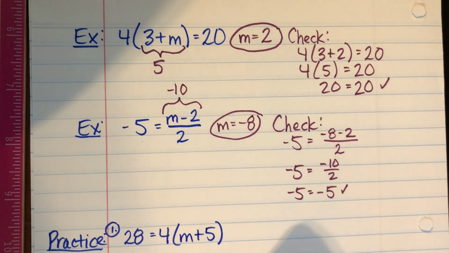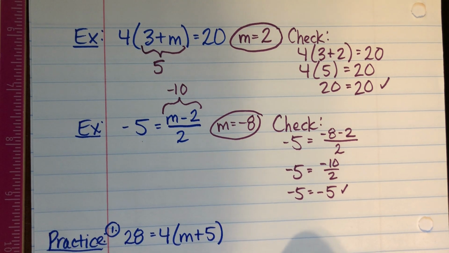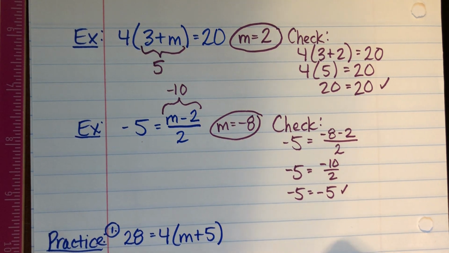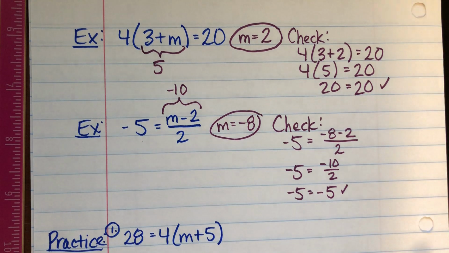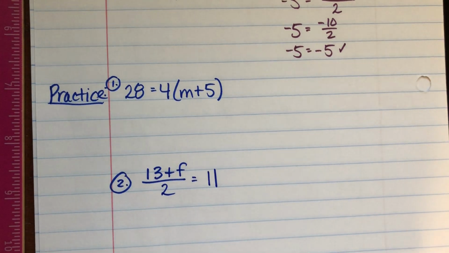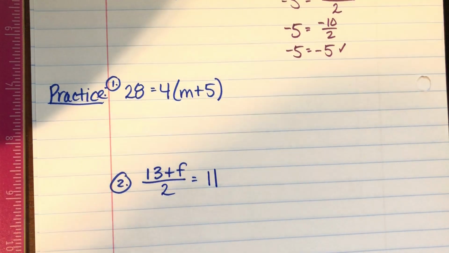And let's do 13 plus F divided by 2 is equal to 11. All right, pause the video. Oops, sorry, you can't see them. Pause the video, try those problems, and then we'll do it together in just a moment.